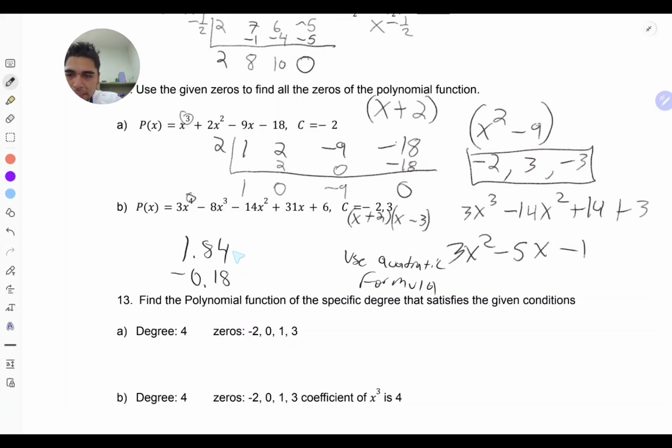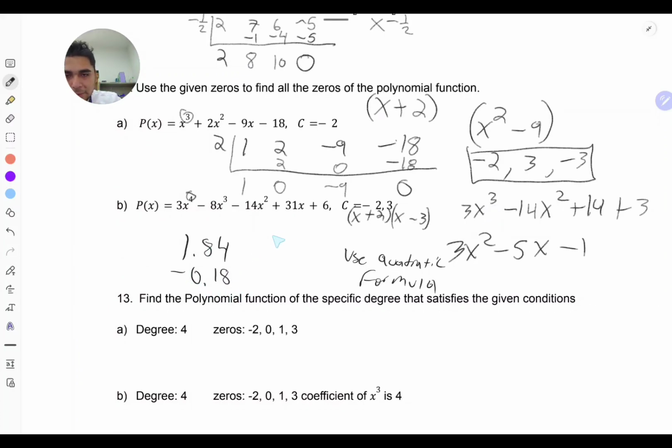So there's 2 zeros. One of the zeros is 1.84 and the other one is negative 0.18, which means that it's x minus 1.84, that's one of those zeros, and x plus 0.18. So this is a zero, this is a zero, this is a zero, this is a zero. Once we have all the zeros, we have 4 zeros, matches with our degree. So in that sense, we have found all the zeros.